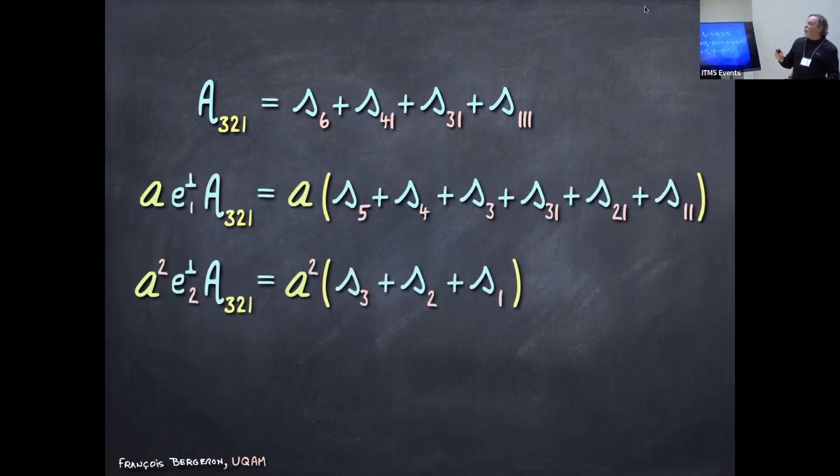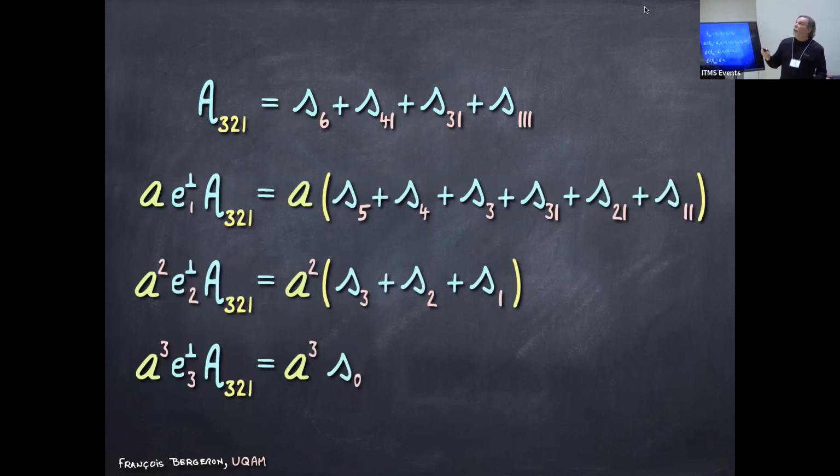Now I take this and do what I mentioned earlier in the previous slide. So I calculate for each skewing with respect to E1. So you remove one box out of the partitions that are above in all possible ways, so that you get a partition. 6 gives you an S5, and then that's it. 4,1 gives you an S4 and an S3,1. 3,1 gives you S3 and S2,1. And S1,1,1 gives you S1. Then you skew with respect to E2, you get this, and E3, you get this.